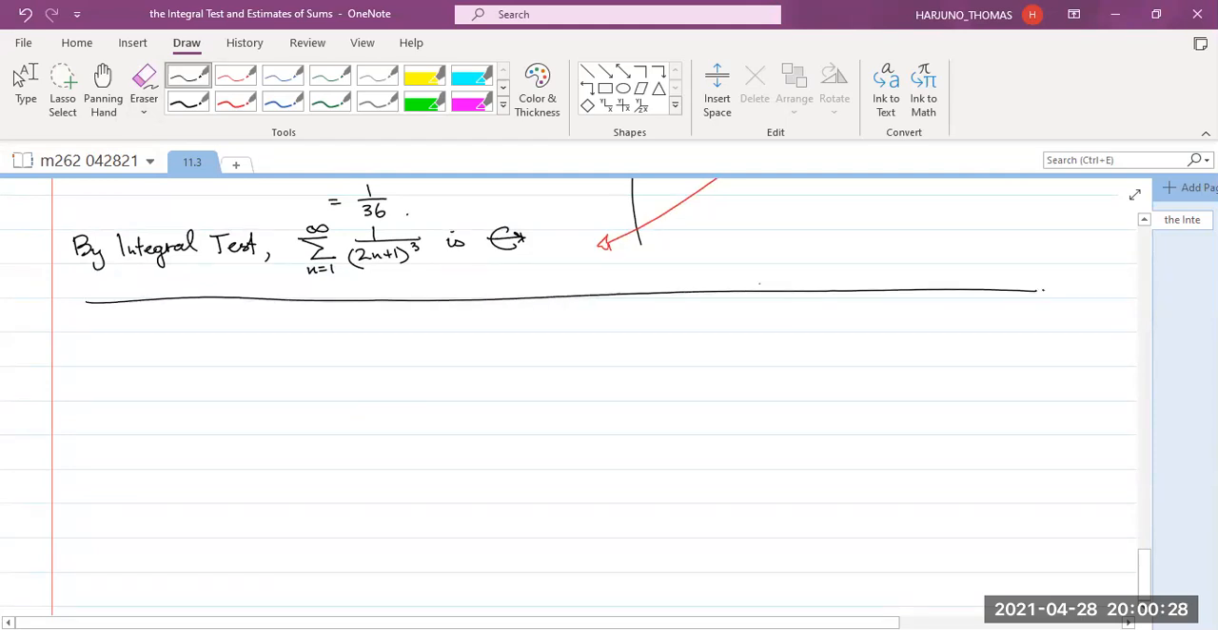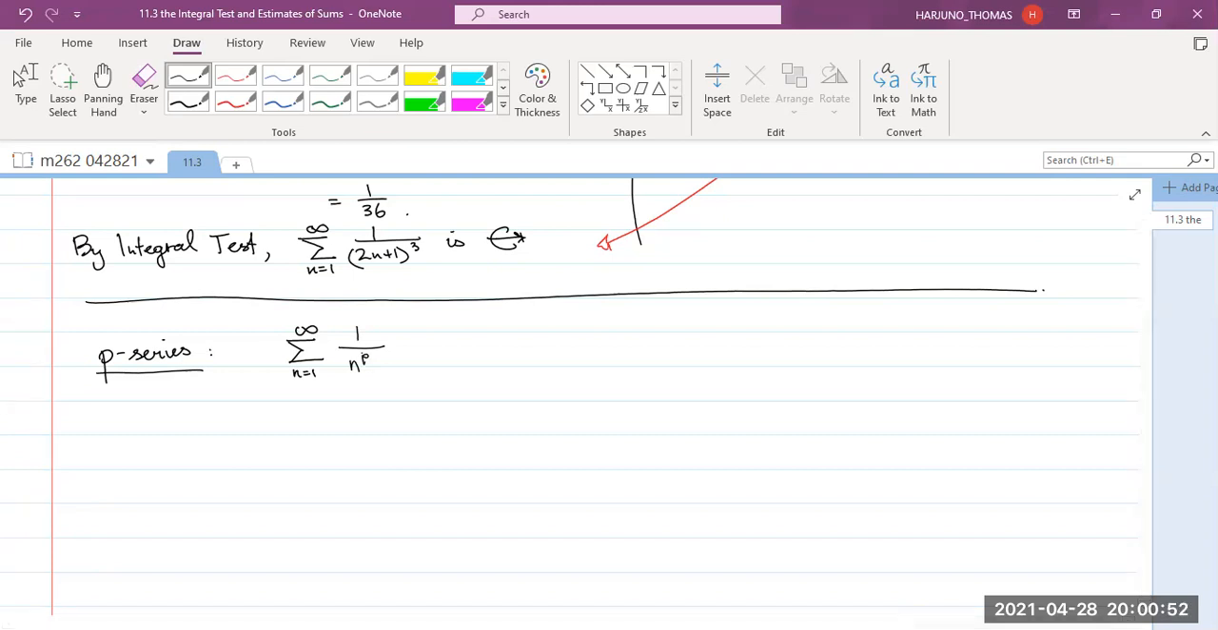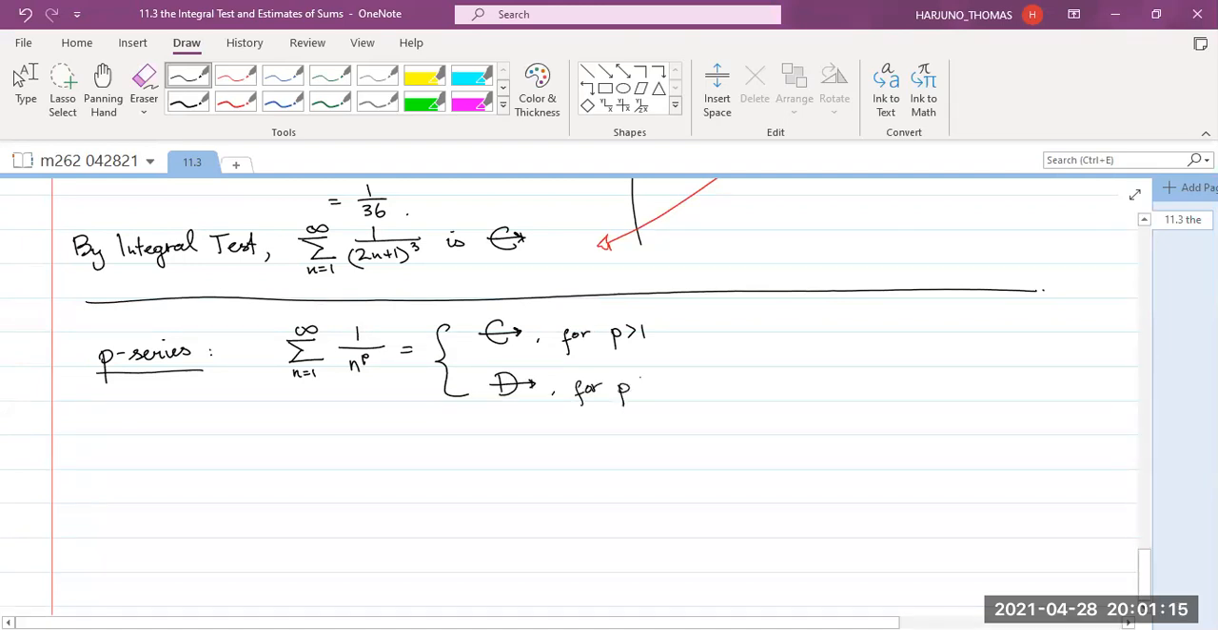Now, that reminds me that I need to talk about p-series. In my video, I believe I already explained that the p-series, the sum of 1 over n to the p, which we prove by integration, is convergent for p greater than 1. It has to be strictly greater than 1, and divergent for p less than or equal to 1.